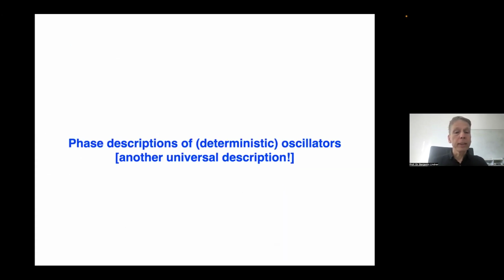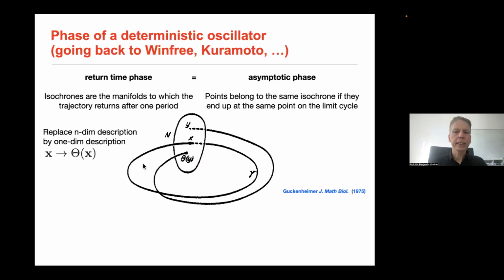Okay, so let me start with the phase description of deterministic oscillators. What is that? Let's assume we have a system that has a limit cycle. This is the limit cycle gamma here, and there is a domain of attraction. For this limit cycle, then you can ascribe a real number to every point in this domain of attraction. That's called the phase. And how do you find this? You can find it via two distinct definitions that are completely equivalent to each other, as it turns out.